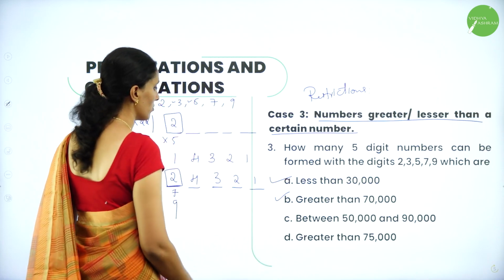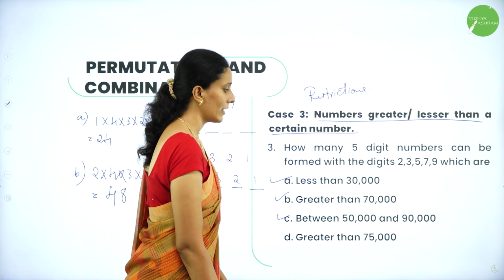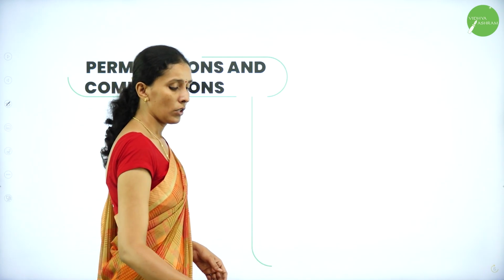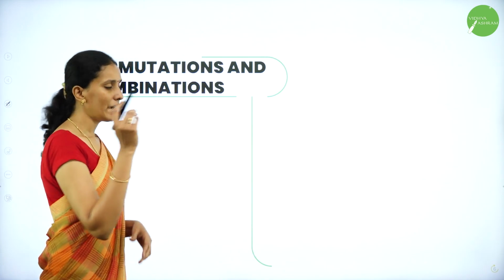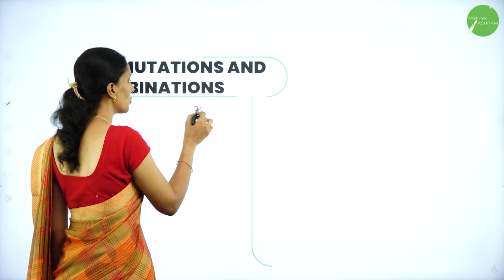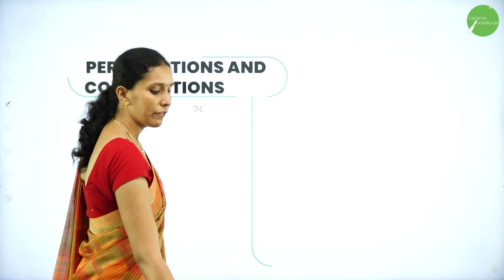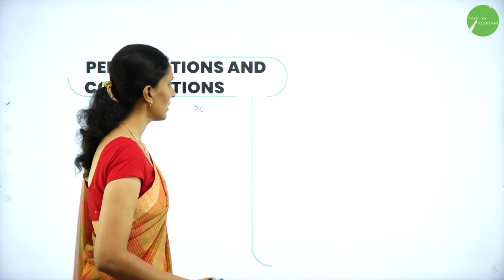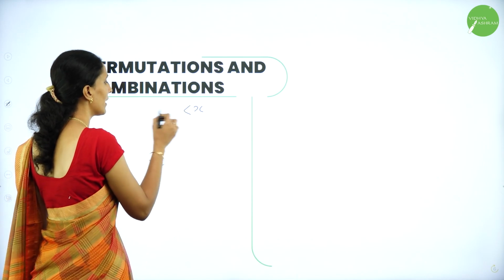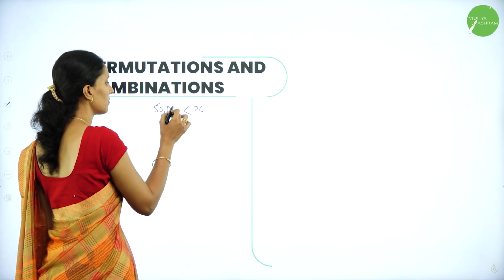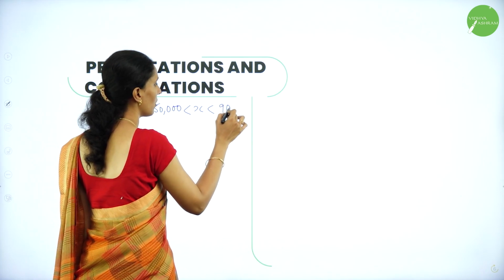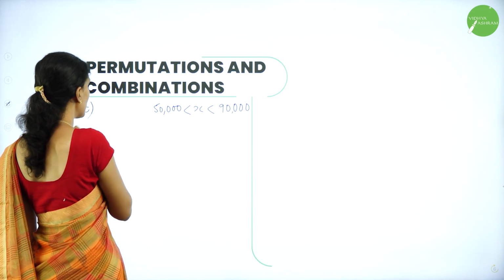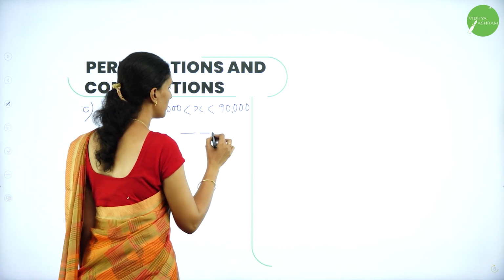Okay, so next question, between 50,000 and 90,000. So what do you mean by between? Let me take a number x. Between 50,000 and 90,000 means the number should be greater than 50,000 and less than 90,000. So we are forming 5-digit numbers. That is question number C, so let me write 5-digit numbers.